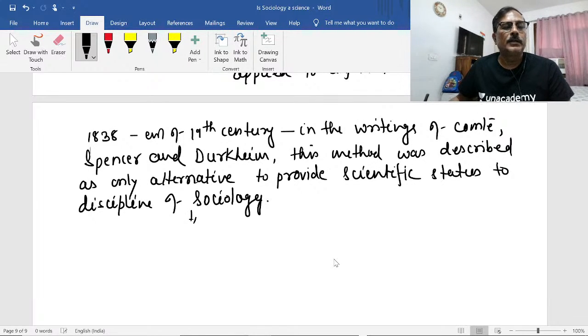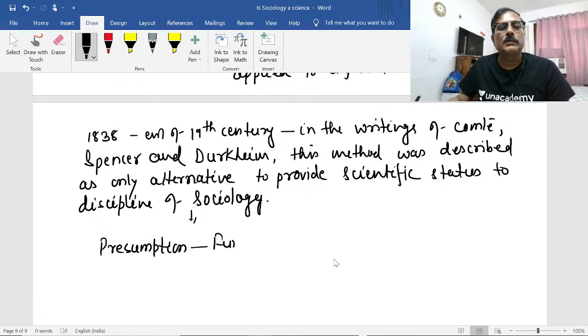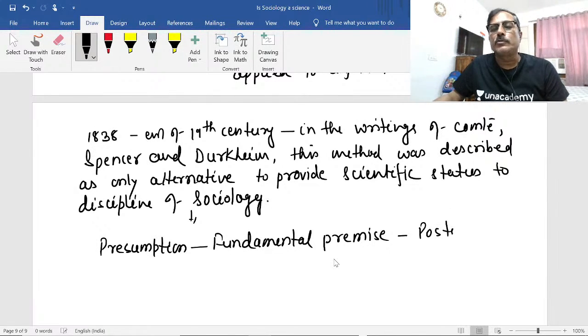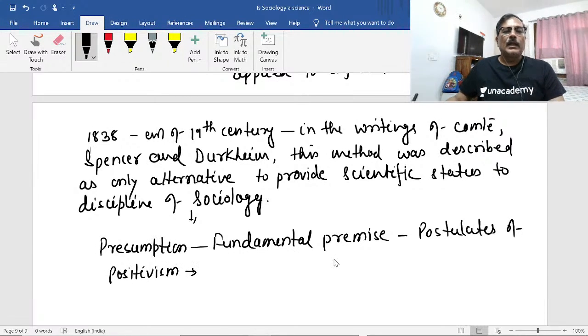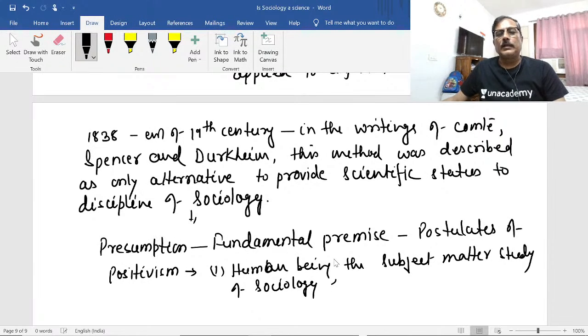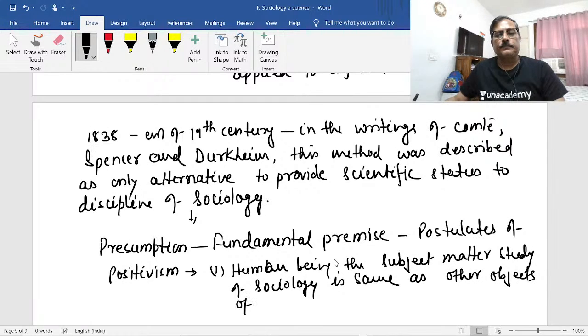So this was based on presumption. And what was the presumption? Presumptions, fundamental premise, the foundational stone of the building blocks, and that is also known as postulates of positivism, means taken for granted assumptions. And these are that human being, the subject matter of study of sociology, is same as other objects of nature, right?